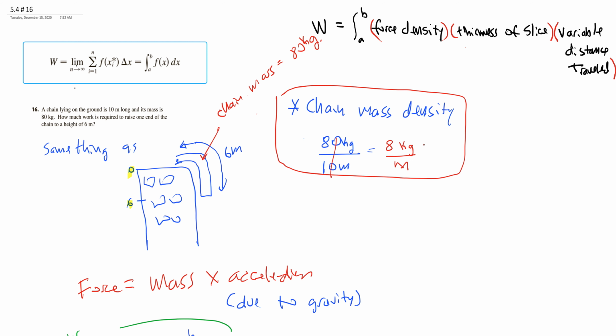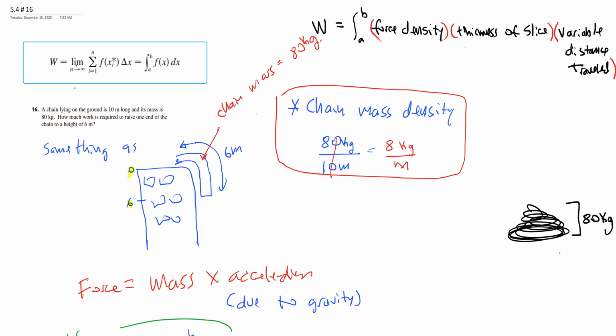All right, so in this problem here, it's saying a chain is lying on the ground and is 10 meters long and its mass is 80 kilograms. So you think of this chain that's laying on the ground like this. They're telling you its total mass is 80 kilograms, and it's 10 meters long. That's how long the whole chain is.